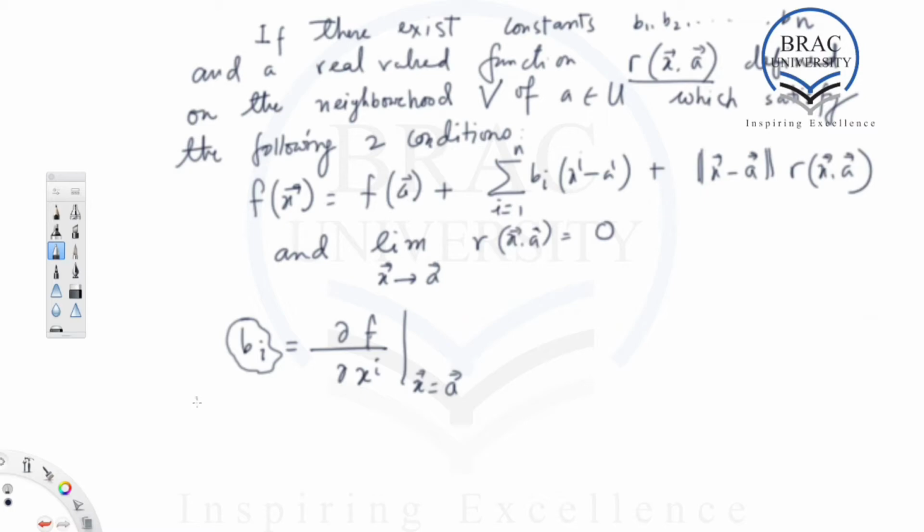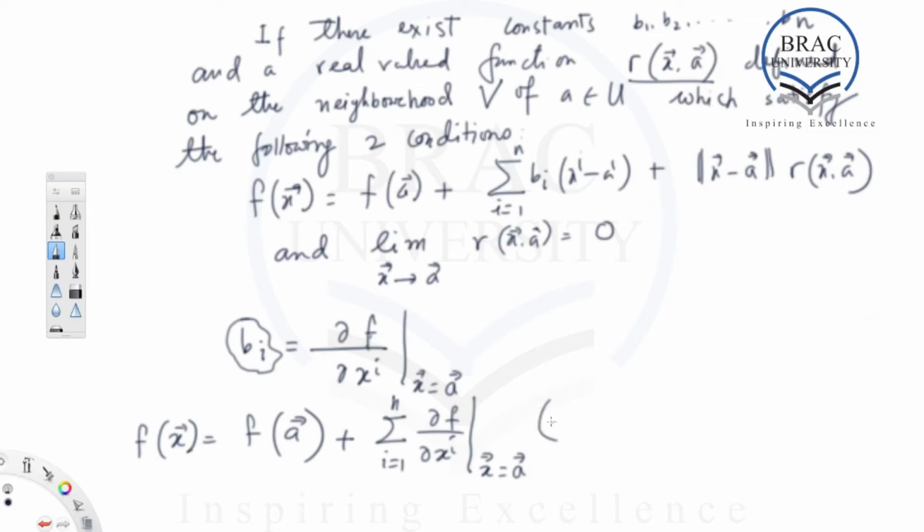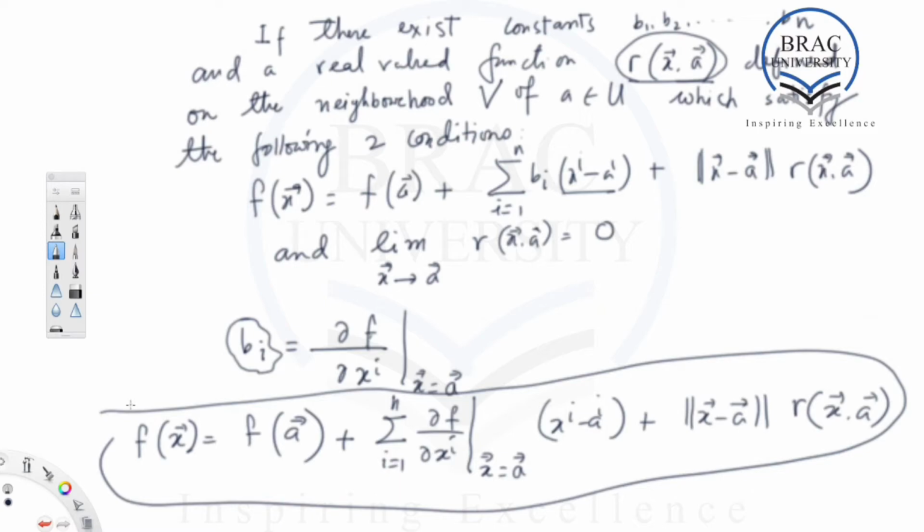So if we replace these bi's with these partial derivatives, then this reduces to the following final expression for the multivariable function: f(x) equals f(a) plus the sum for i equal to 1 to n of del f by del xi evaluated at the point a times (xi minus ai), plus the norm of x minus a times this real valued function R. Okay, so this is the conclusion.